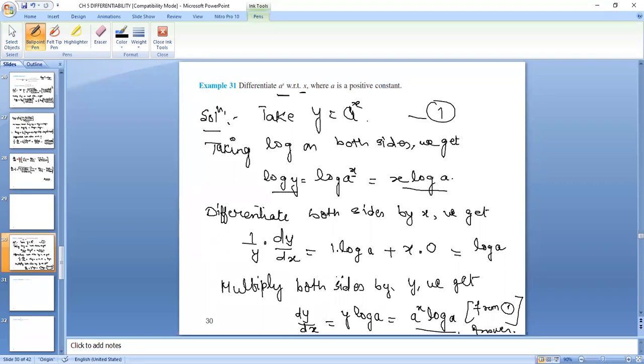Now multiply both sides by y. When we are multiplying both sides by y, here y upon y will cancel each other. We will be having dy by dx, and on the right hand side, we will be having y log a. We know the value of y in terms of x from number 1. So we will substitute the value. We will be having a raised to power x log a as our answer. Right? Any doubt?